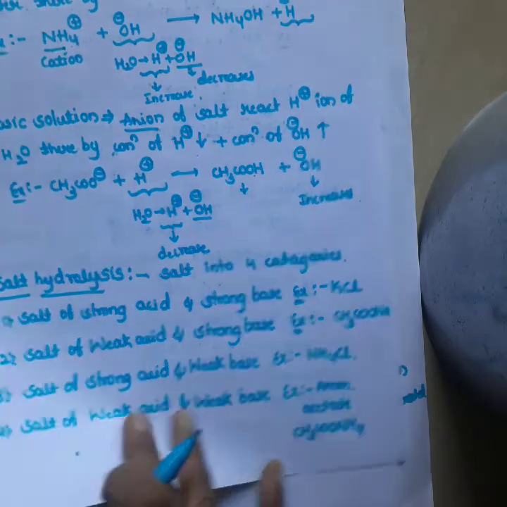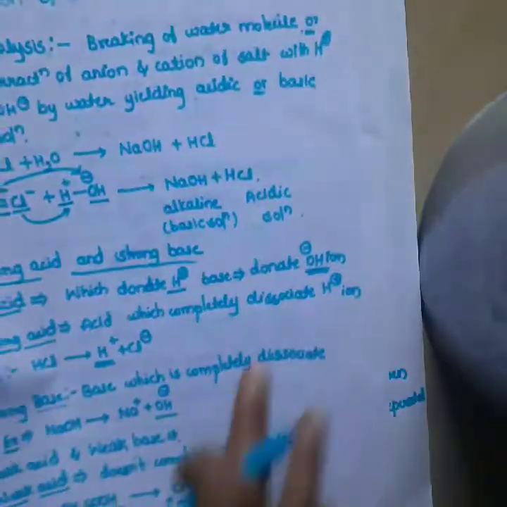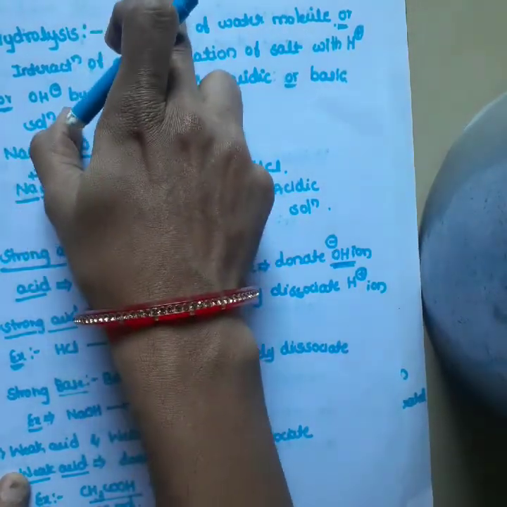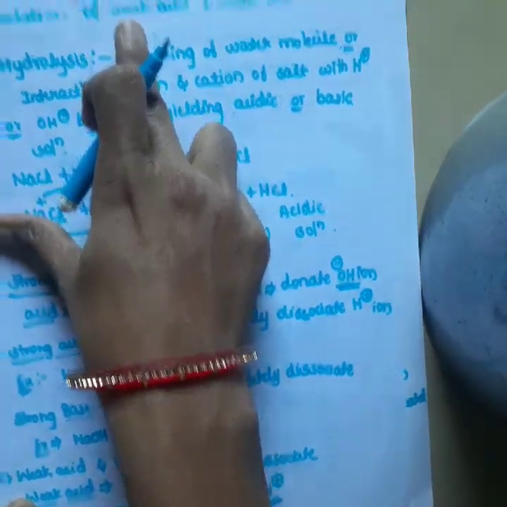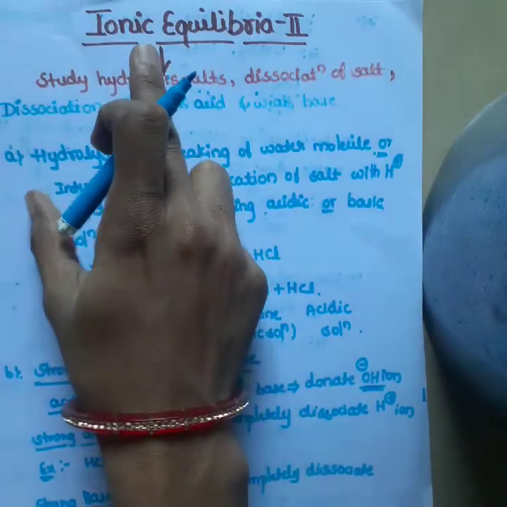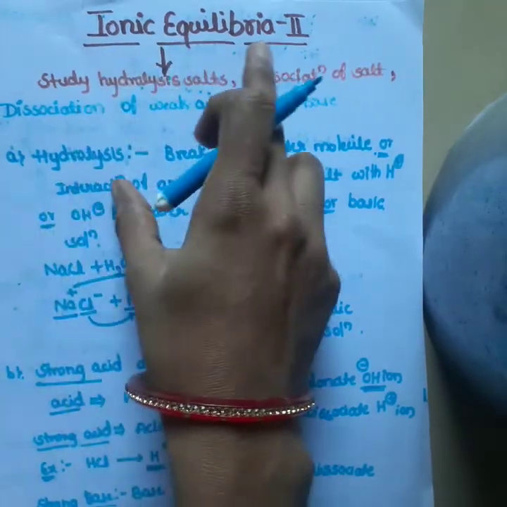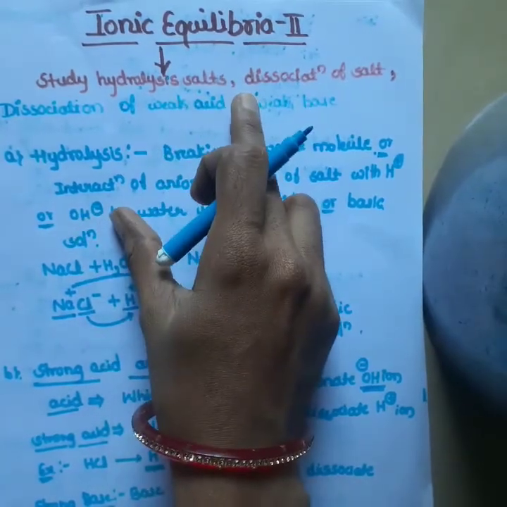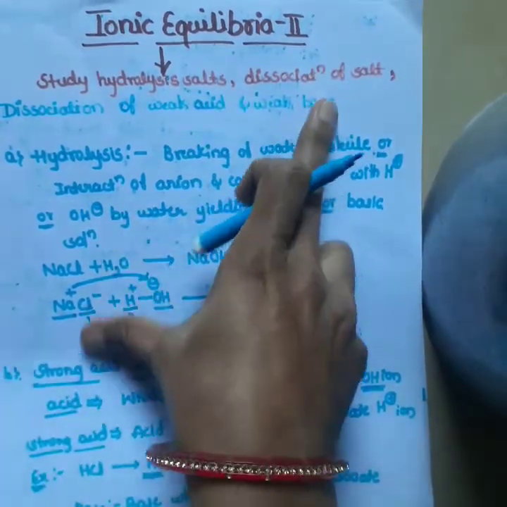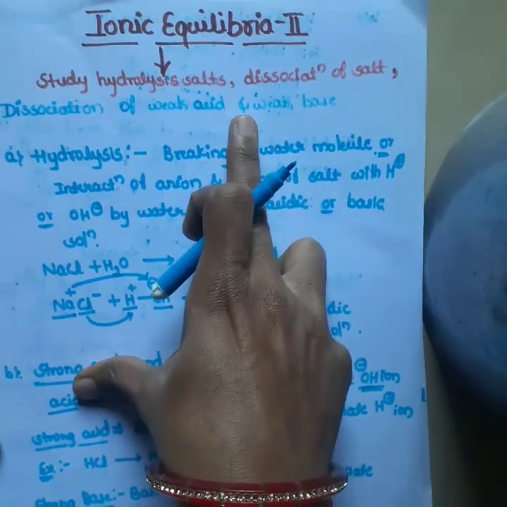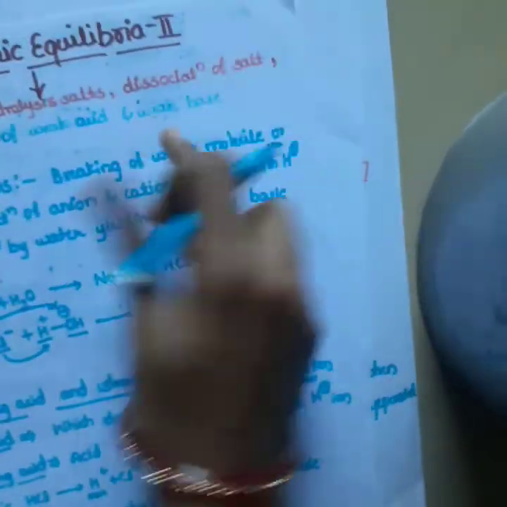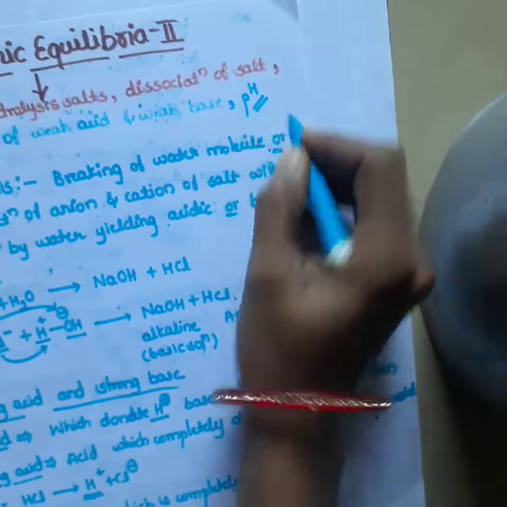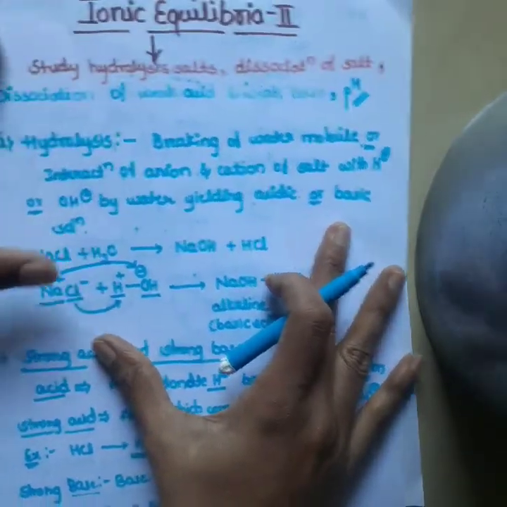What did we study in today's class? Today's class is about ionic equilibria. Ionic equilibria is the study of salts, hydrolysis of salts, dissociation of weak acids and weak bases, and also determination of pH. All of it is involved in ionic equilibria.